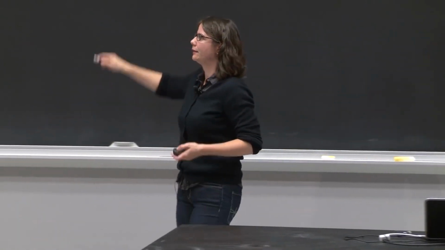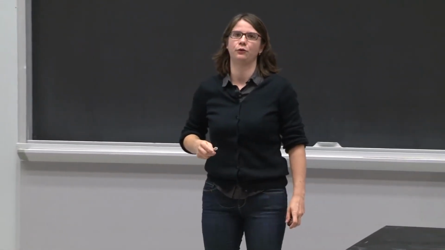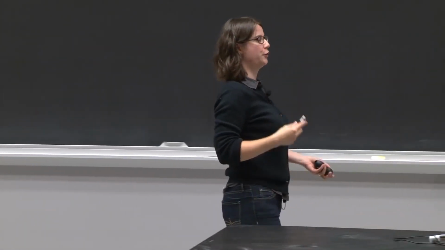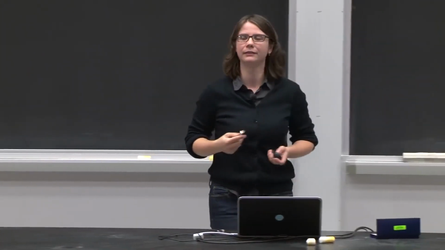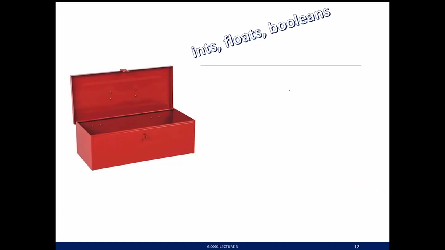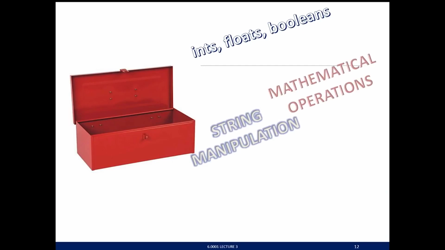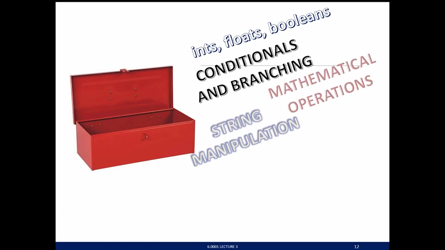All right, so this was our toolbox at the beginning of this course. We are 2.5, I guess, lectures in. These are the things we've added to it. We know integers, floats, booleans. We know a bit of string manipulation, math operations. We added recently these conditionals and branching, right, to write slightly more interesting programs. And now we have loops, for and while loops, to write more interesting and more complicated programs.